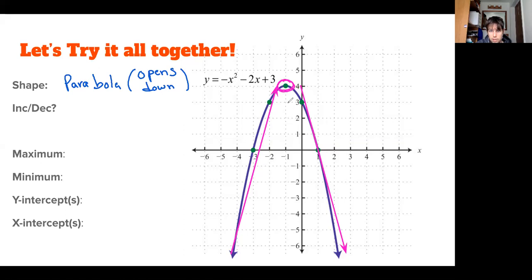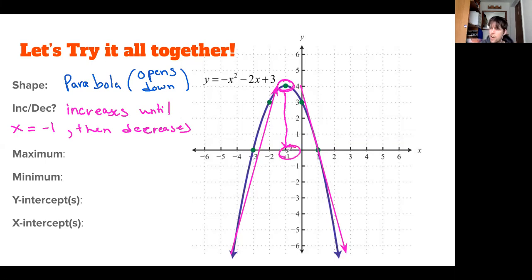So it stops increasing, which, in this case, we talk about on the x-axis. So it increases until x equals -1, then decreases. Again, we use the x-axis as a way to gauge our graph because we're reading it from left to right, and the x-axis goes from left to right. So all these numbers over here, it's increasing, increasing, increasing, and then it stops increasing at -1, and after -1, it starts decreasing.